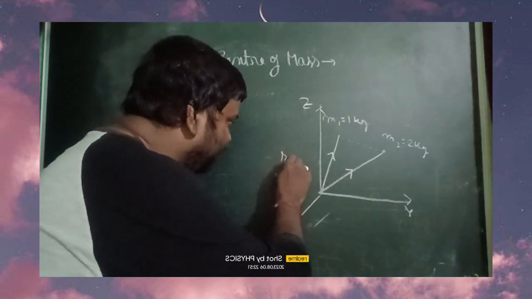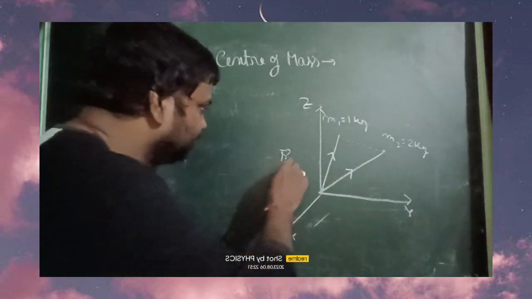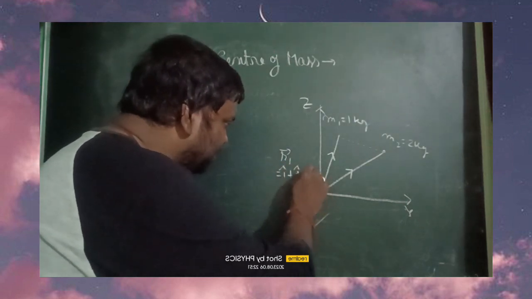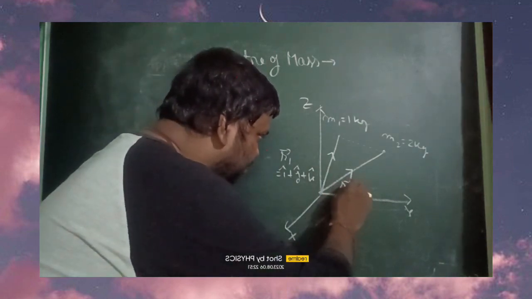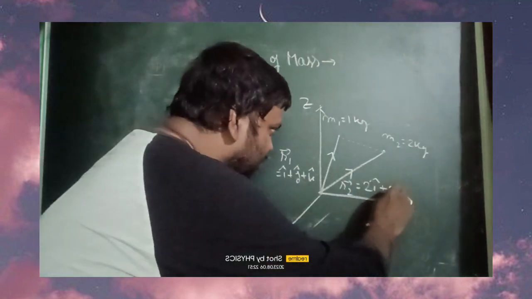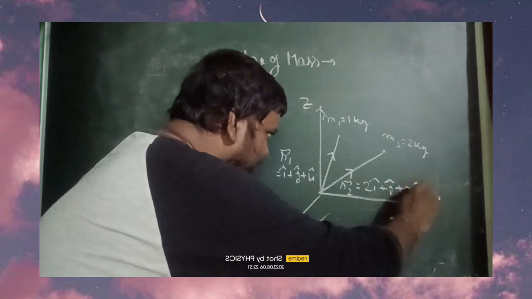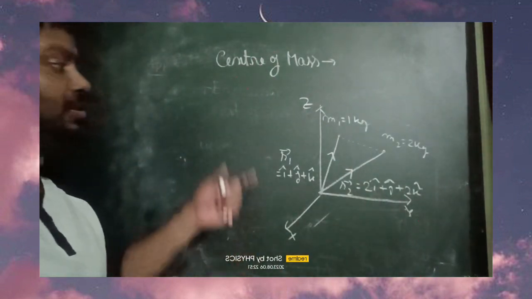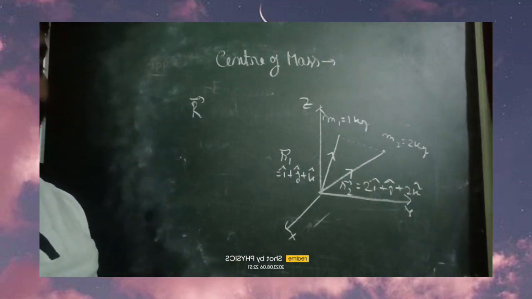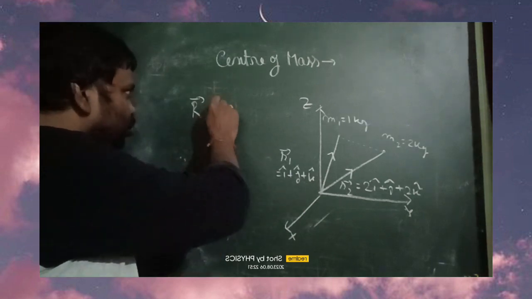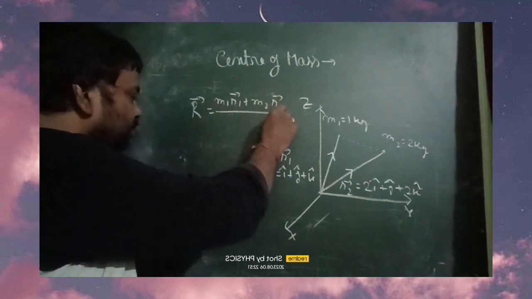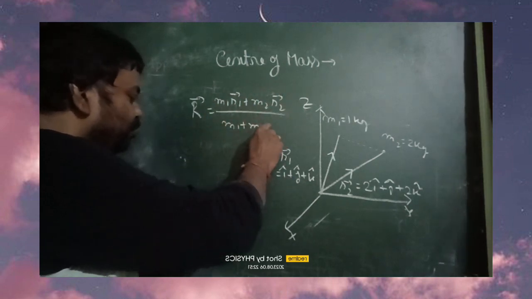If r1 vector is given as i hat plus j hat plus k hat, and r2 vector is given as 2i hat plus j hat plus 2k hat. We consider it. Now we know the expression. We have already found the expression of the position vector of the center of mass: R equals m1 r1 vector plus m2 r2 vector by m1 plus m2.